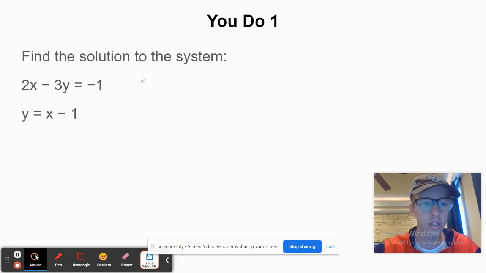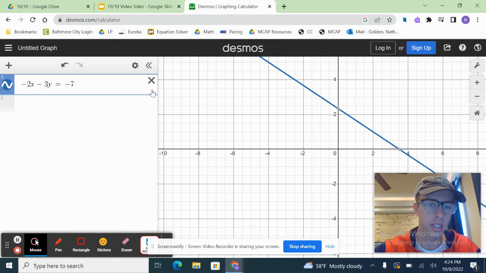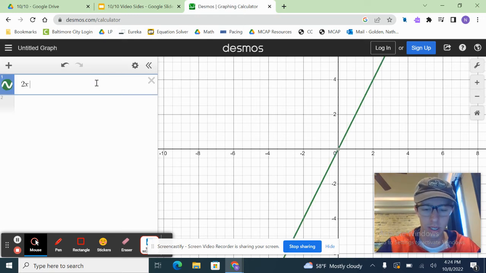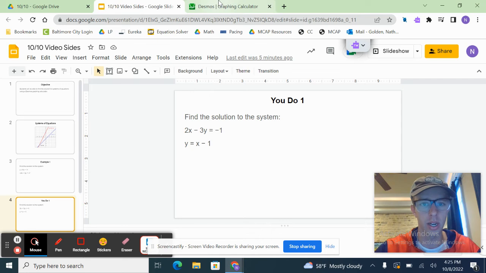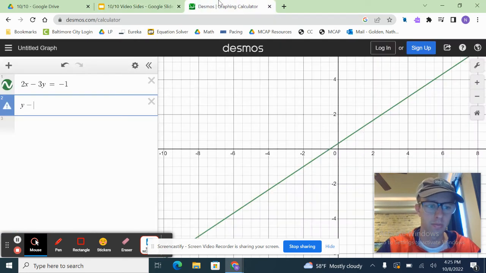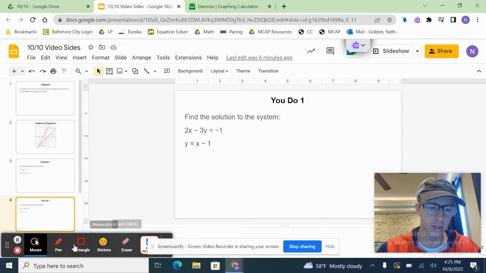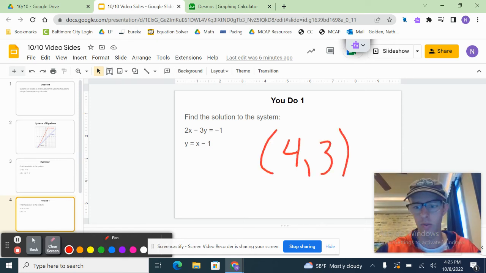Again, we want to find the solution to the system, which means I need to open Desmos and type in my equations. My first equation is 2x minus 3y equals -1. Always double check to make sure you punch in your equations correctly. And y equals x minus 1. Now my answer is where they intersect, which is here, is 4, 3. So the answer to this system is 4, 3, where the x is 4 and the y is 3.